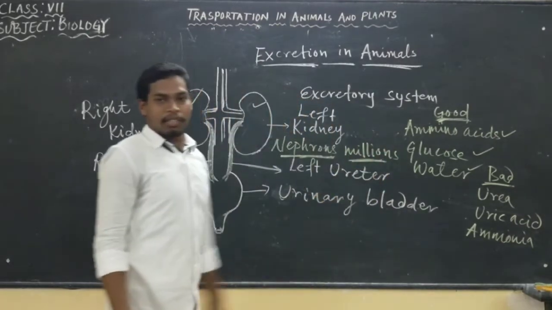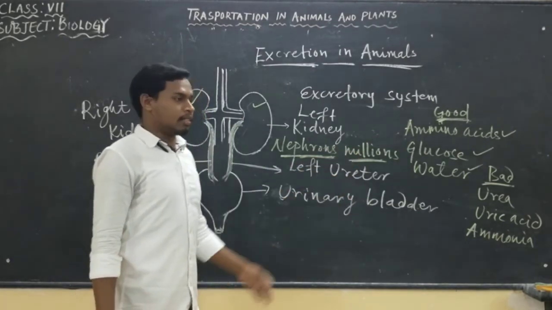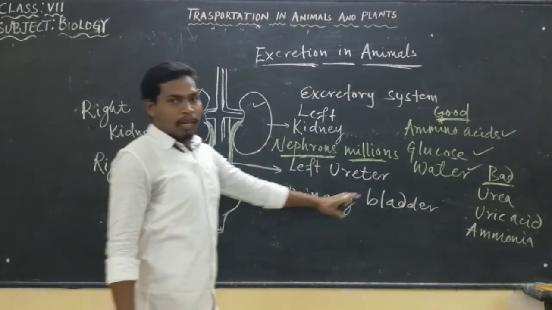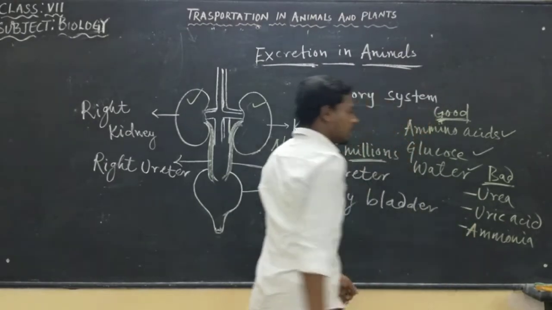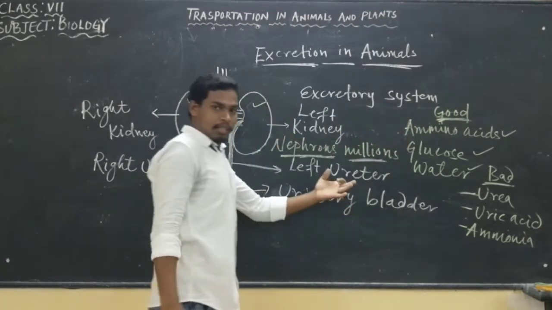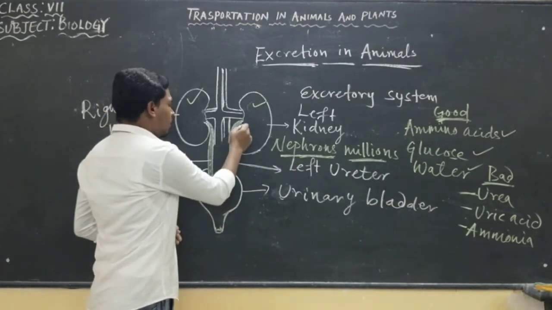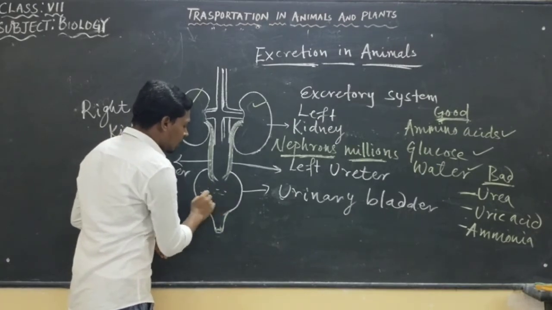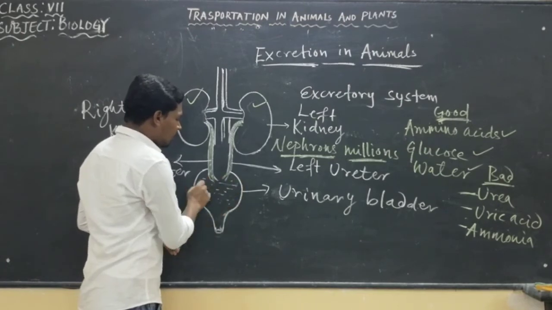These nephrons filter out the good substances from the bad substances. The soluble bad substances are in the form of urea, uric acid or ammonia. In human beings the waste substance is urea. Urea, dissolved in water, goes to the ureter. From the ureter it is collected into the urinary bladder.